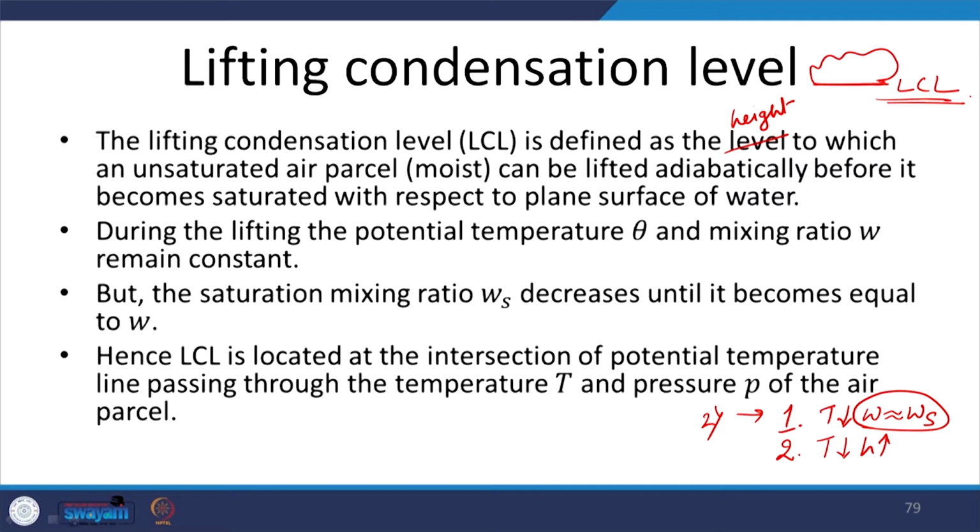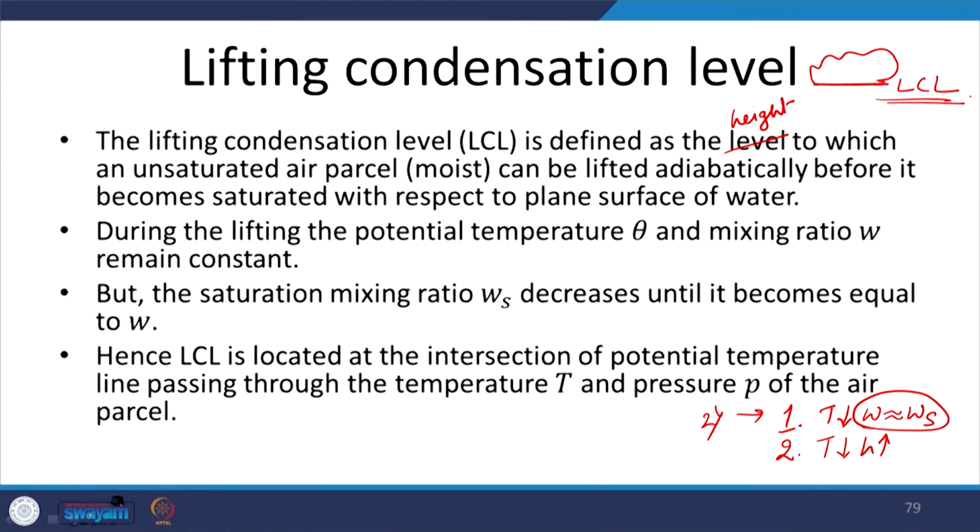Now, LCL will depend on many important parameters, but that is a different story. The lifting condensation level, generally referred to as LCL, is always the bottom of the cloud, right. During the lifting, the potential temperature and mixing ratio remain constant. Why is the mixing ratio constant? The mixing ratio is constant because the process is adiabatic; you are not allowing any mass transfer through the walls, right. So the mixing ratio remains constant, and the potential temperature remains constant because the rise is adiabatic in nature.